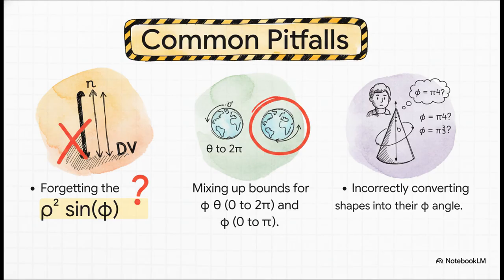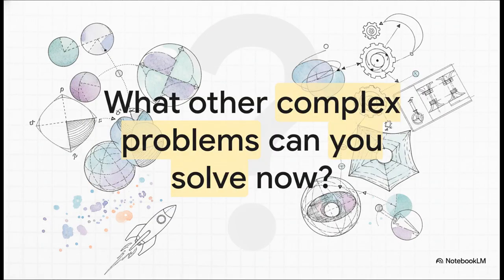And here are the traps you need to watch out for. We've talked a lot about forgetting the conversion factor. Another big one is mixing up the ranges for theta and phi. Remember, theta goes all the way around, 0 to 2 pi, but phi only goes top to bottom, 0 to pi. And finally, getting the phi angle for shapes like cones can be tricky, so that's where you'll want to practice.